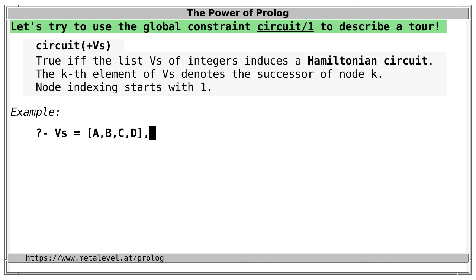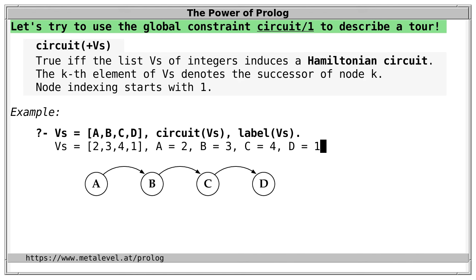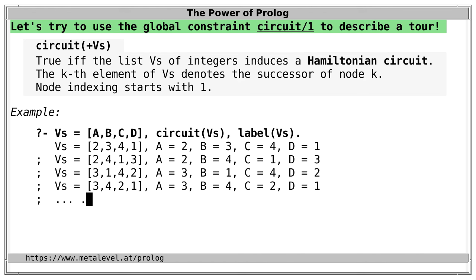Say we have a graph with 4 nodes, A, B, C, D, and we are looking for a Hamiltonian circuit, a cycle that visits each node exactly once. This is a solution. We read it as A is 2, so the successor of A is the second element in the list. That's the node B. From B we go to C, then to D, and then back to A, because D is 1. So that's the first solution. And on backtracking we get all solutions.